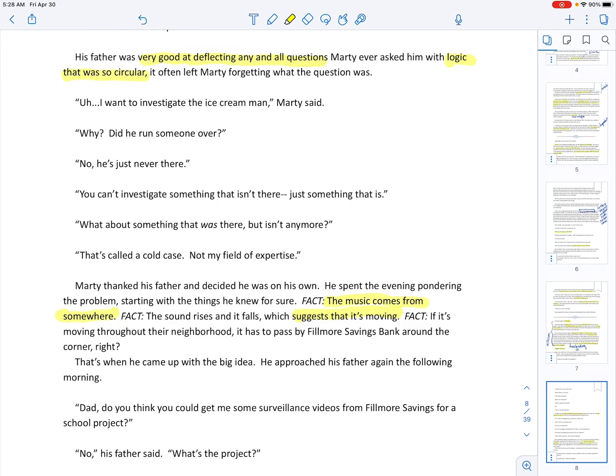He approached his father again the following morning. Dad, do you think you could get me some surveillance videos from Fillmore's savings for a school project? No, his father said. What's the project?